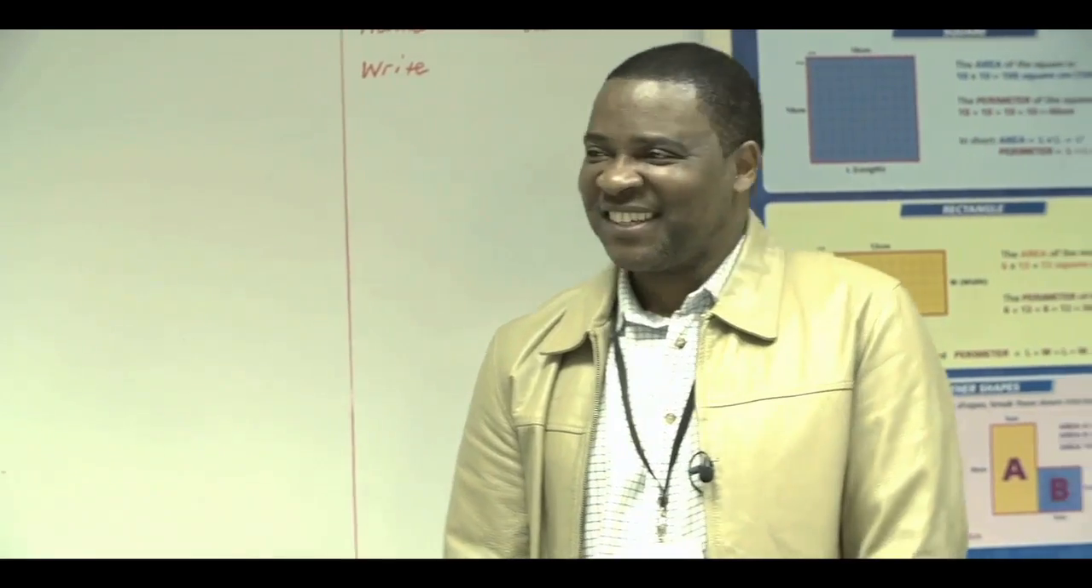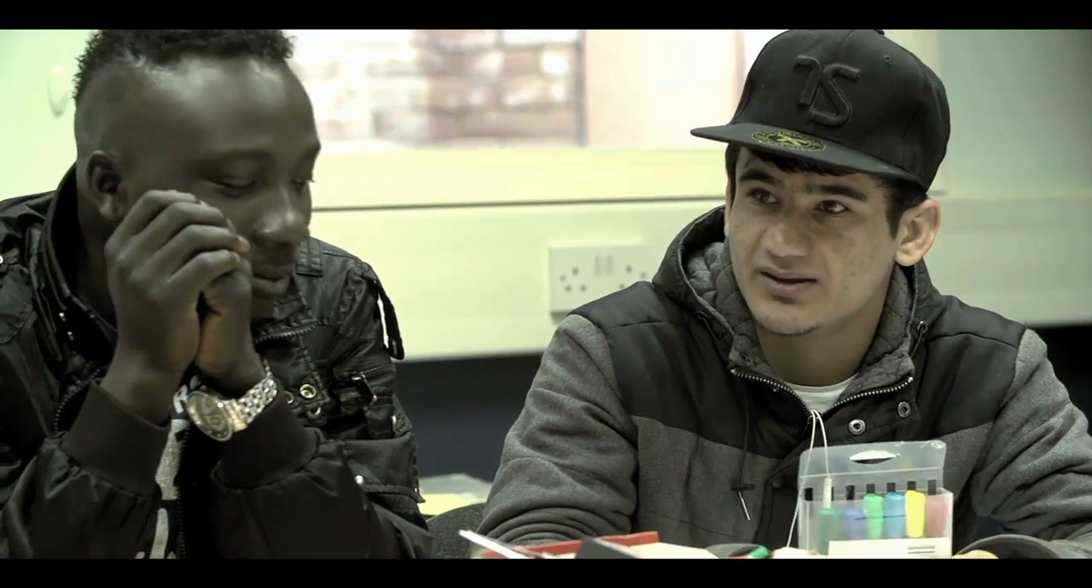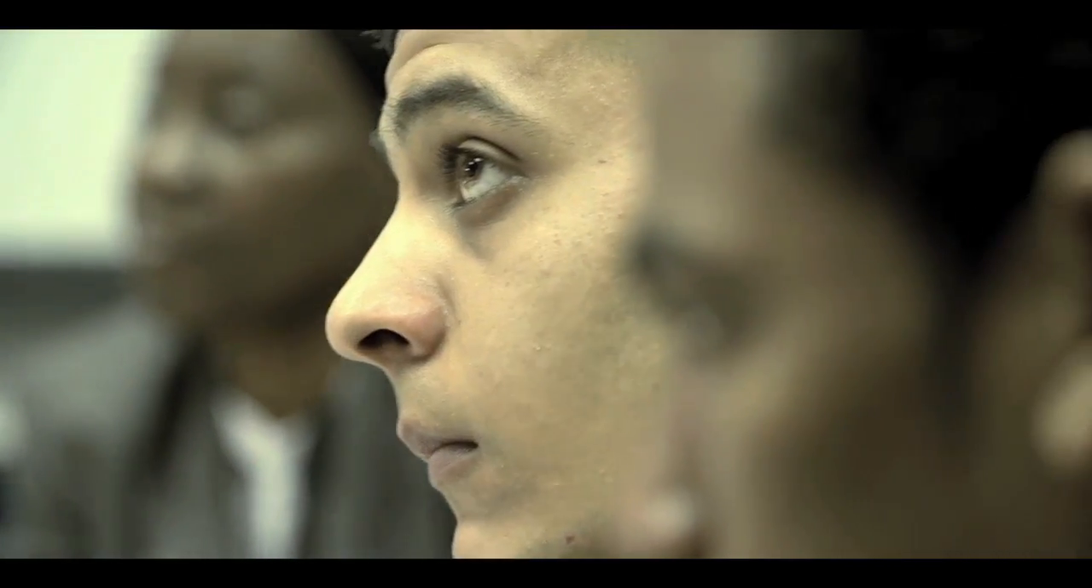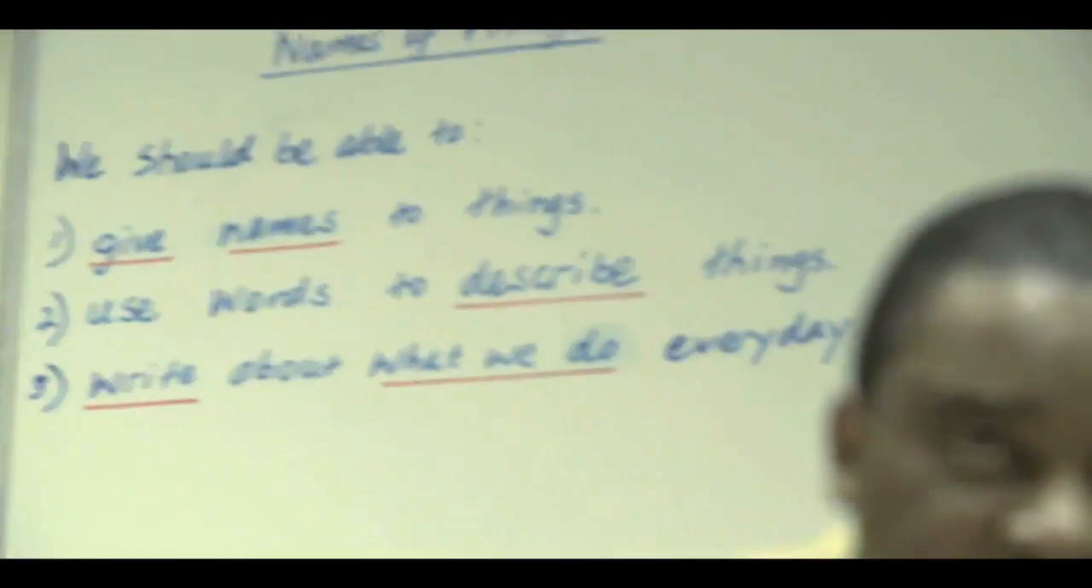Good morning, class. Right, today we want to look at some names of things that we use in everyday life. When we talk, we use names to describe things. We want to be able to write what we do in everyday life, because the reason why we learn English is we should be able to write, we should be able to use it to speak.